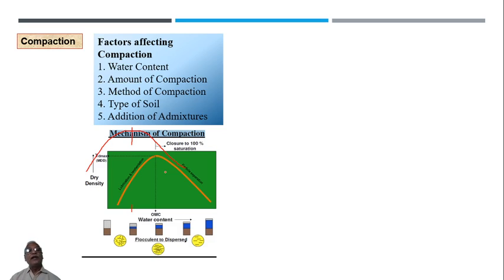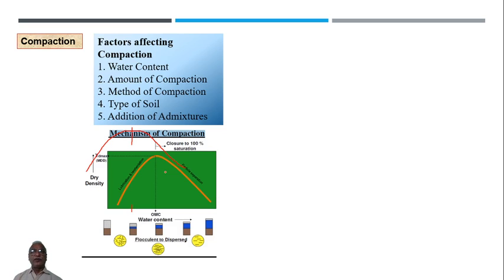Addition of admixtures, meaning chemicals, when you try to compact, obviously will have their own effect, because generally admixtures play the role of a plasticizer, in the sense that the particles get smoothened.